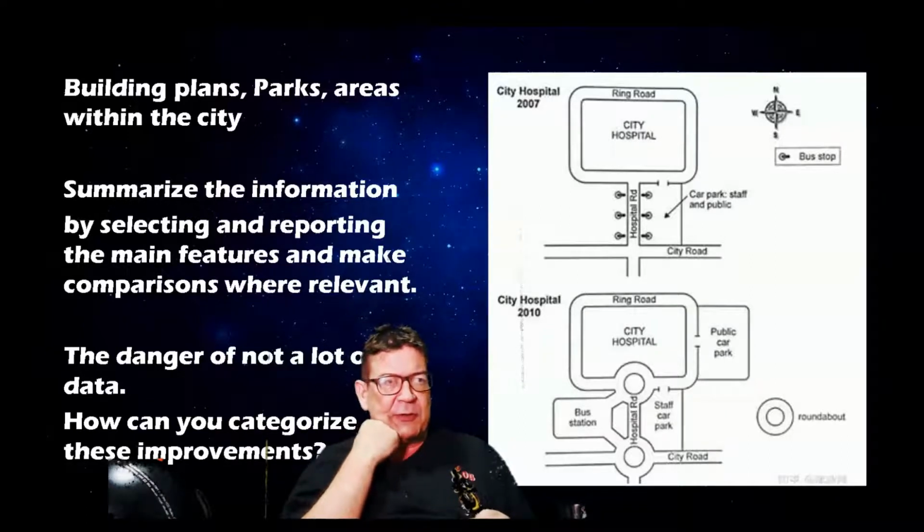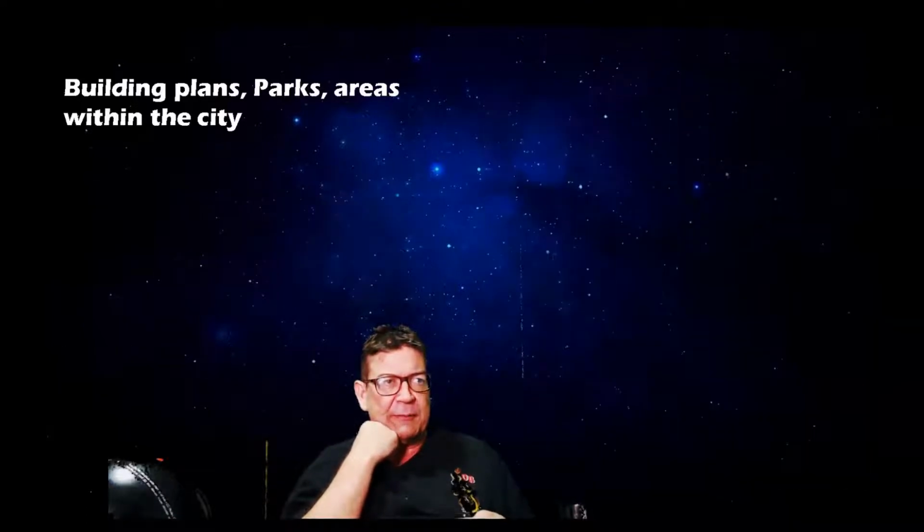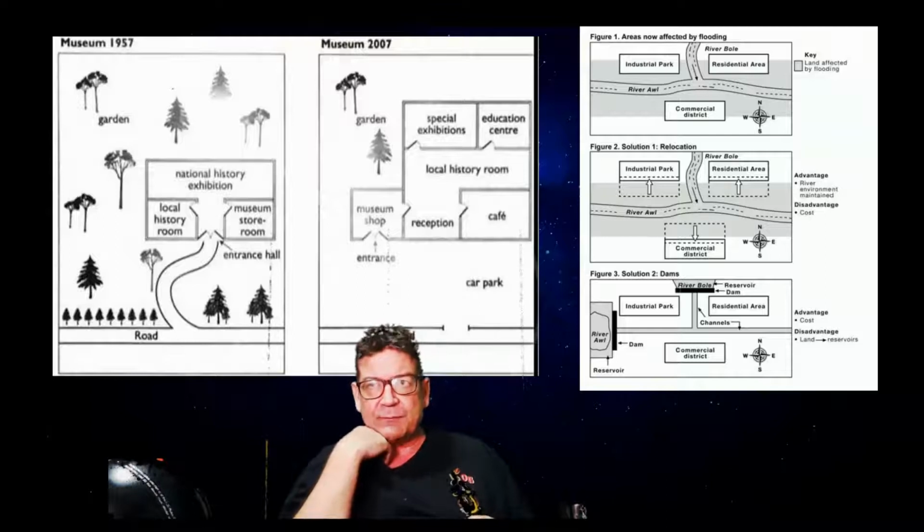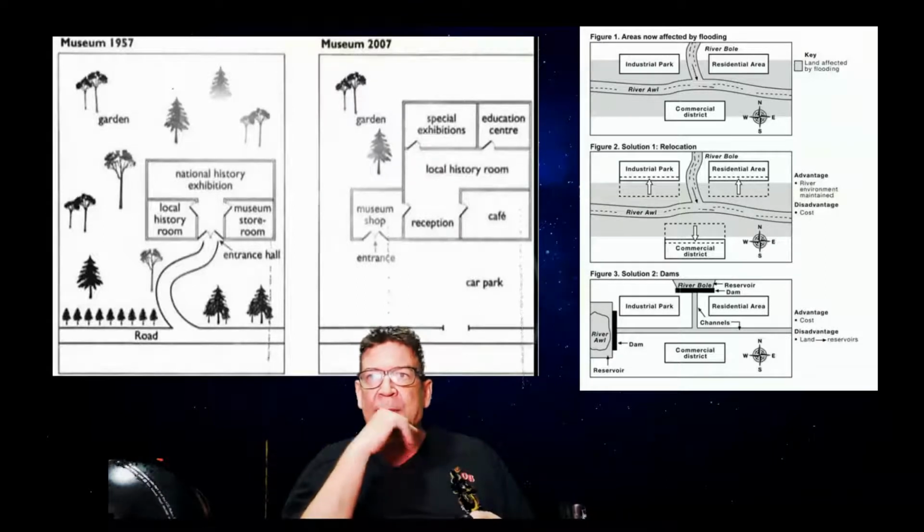Let's go back and look at another example to show what I mean here. Okay, this one with what's happened in the museum. Well, what are museums? The exhibit space has not really changed. Instead we've now got an education center, museum, shop, a cafe, and a car park. And the trees are definitely different.